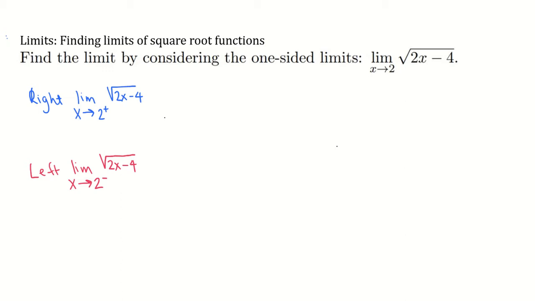So the domain of square root of 2x minus 4. So we know to take the square root of a number, that number must be positive or 0. So we know that this argument under the square root, 2x minus 4, must be greater than or equal to 0.